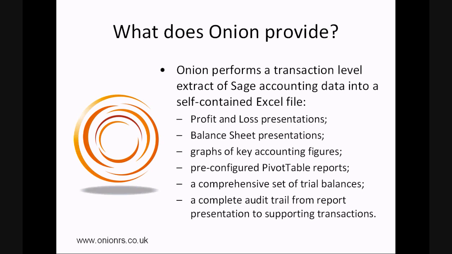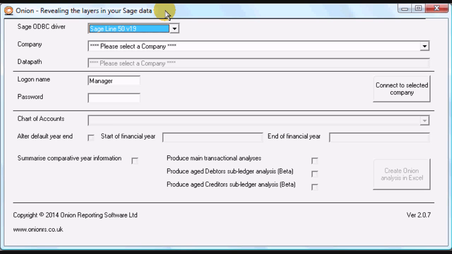The Onion workbook contains a suite of profit and loss and balance sheet presentations, graphs of key accounting figures, pre-configured pivot table reports, a comprehensive set of departmental trial balances, and a complete audit trail from report presentation to supporting transactions. With Onion, you or your client will be able to see exactly what makes up any figure in your month or year-end reports. Let's look now at the simple user interface where you specify the Sage accounting data you want to extract to Excel.